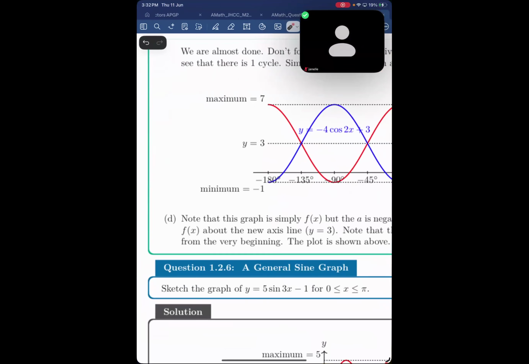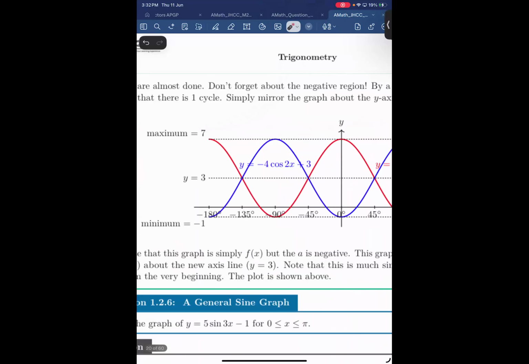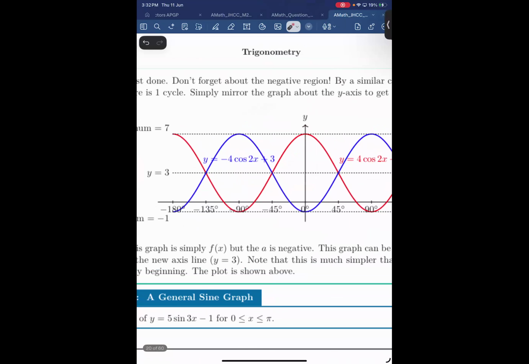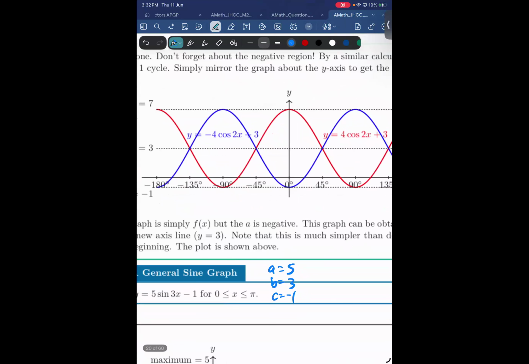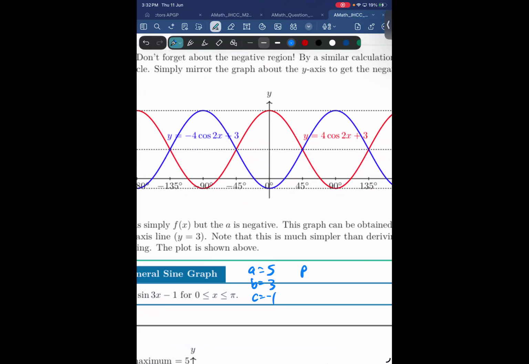This one has a few steps. I'll show the recommended steps. First we identify A, B, and C. A is 5, B is 3, and C is -1. The period is simply 360 degrees divided by 3, in this case in radians, so pi divided by 3.